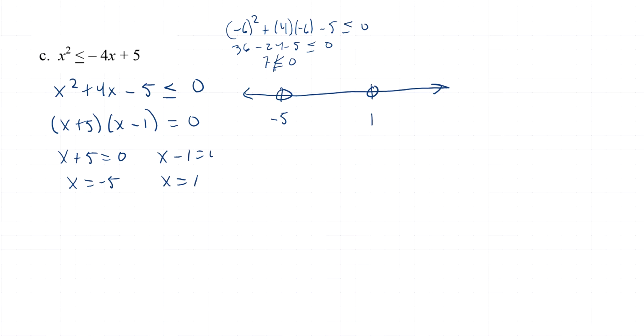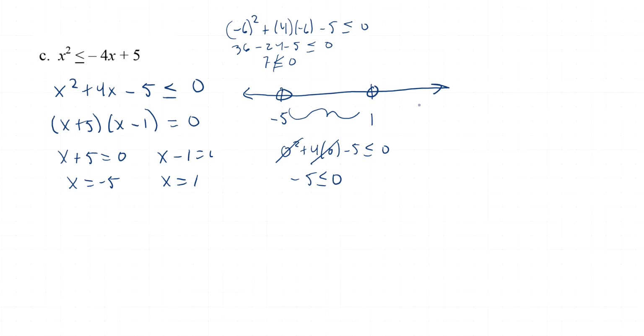No. Then I check in between, and I'm going to just use 0 since it's in between. 0 squared plus 4 times 0 minus 5, is that less than or equal to 0? This goes to negative 5, which is less than or equal to 0. So I know my solution is in here.